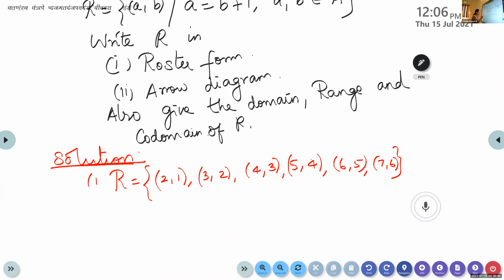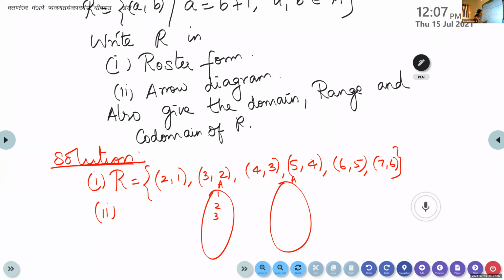Now the second one is to represent it in an arrow diagram. Listen to that. Whenever we draw the arrow diagram, we have to write all the elements, the whole set. It is a relation from A to A, so we take both sets as A. Here we have the elements 1, 2, 3, 4, 5, 6, 7, and here also we have 1, 2, 3, 4, 5, 6, 7.